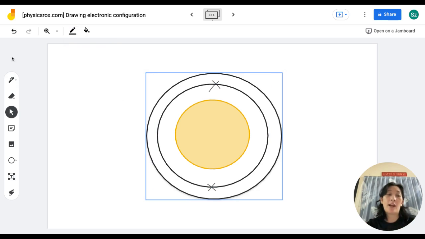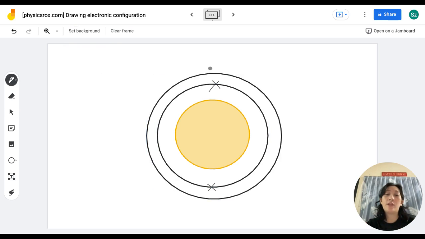So now we've got a second shell. You need to add that one more electron into the second shell. So this is where we can place the next electron. The second shell maximum can take up to 8. Can you see? 4 and 4, 8. Up to 8 electrons.